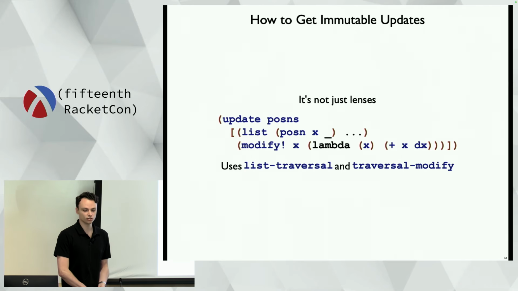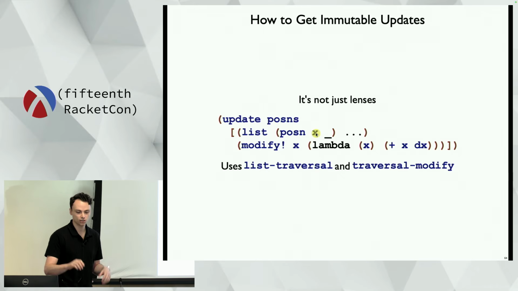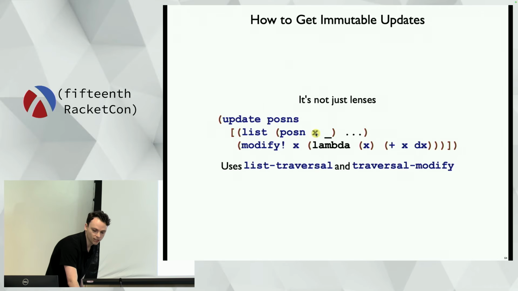And it's not just lenses either. So if you have a list pattern with ellipses, so you're matching on a list of posns and you want to manipulate all of the x values of those posns, you get this x, which ends up being bound to list-traversal composed with posn-x-lens, and then you can do modify! to update all of those x values at once.